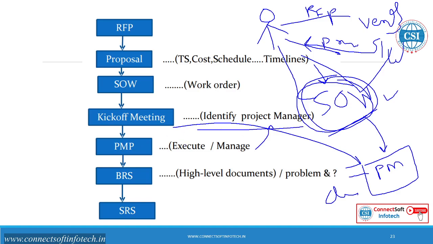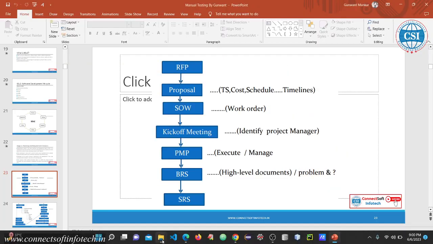So once the project manager is identified, the project manager will create a project management plan to execute and manage the project. The project management plan contains how we are going to develop, test and deploy the entire application; everything is explained here. According to the project management plan, the business requirement specification document will be created, which contains the high-level requirements, that is, the problems. And according to the BRS, the software requirement specification document will be created. Here the SRS contains the software solutions.